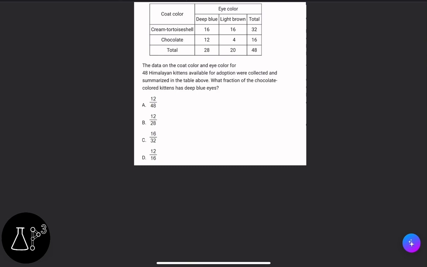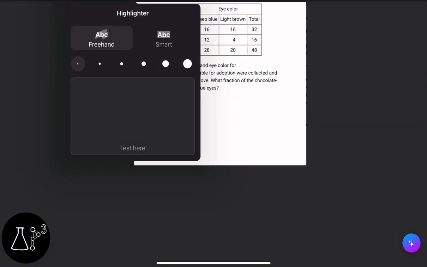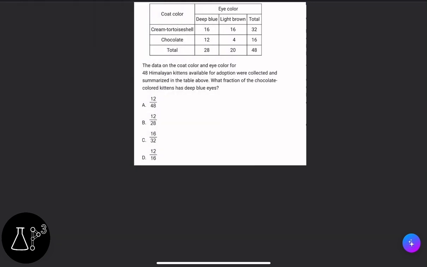Well, we're given a lot of information, obviously. So there's a total of 48 kittens, and they all have different coat colors and eye colors. But what are they asking for? What do we want to look for in this example? Well, we're told that we want the fraction of chocolate colored kittens. What does that necessarily mean? We only want to focus on this line because they're only asking for the chocolate kittens and nothing else. But they're also asking, in that specific portion, how many kittens have deep blue eyes. And which is that number?